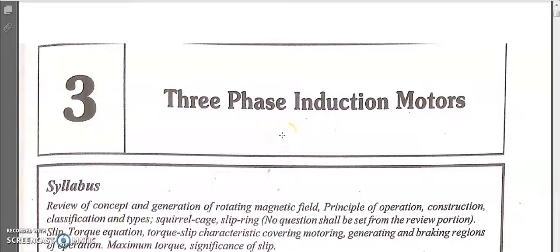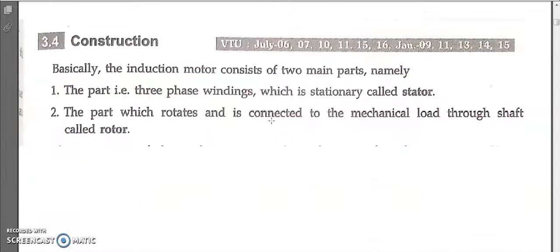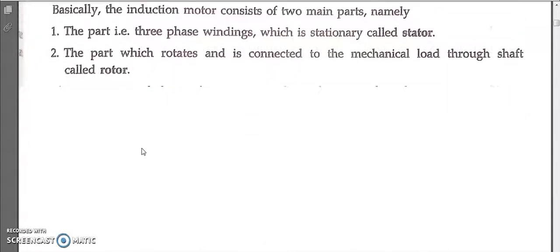Hello guys, in today's class we shall discuss three-phase induction motors. Basically, your three-phase induction motor consists of two parts. One is called the stator, the other part is called the rotor. The stator is stationary whereas your rotor is rotating, where you can connect a mechanical load for any of your uses.